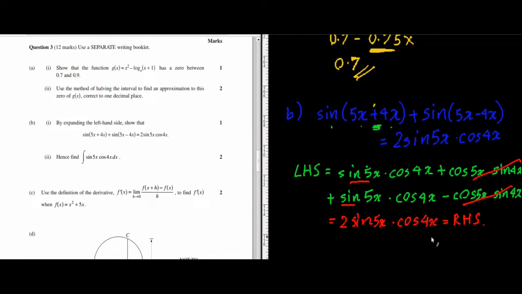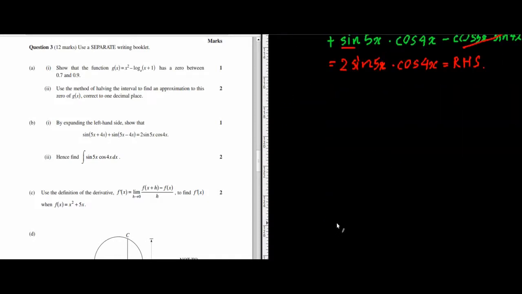That's it. Part 2 of this question is asking me to integrate.